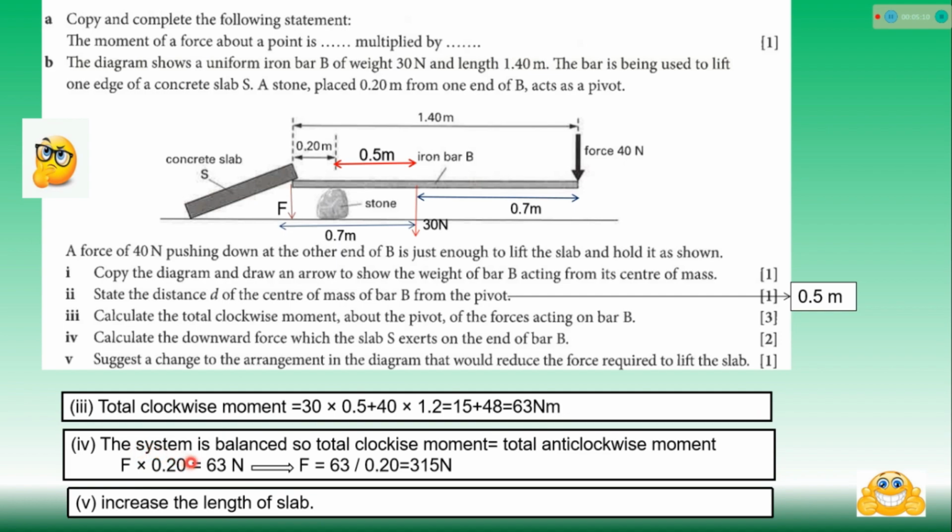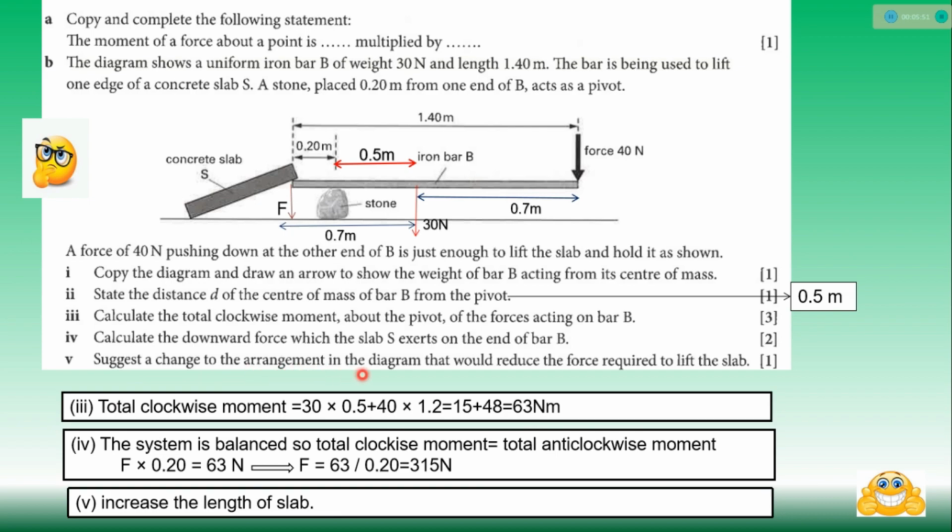The system is balanced. The question is: calculate the downward force which the slab S exerts on the end of bar B. So the system is balanced, and the total clockwise moment should be equal to the total anti-clockwise moment. The weight and the 40 Newton force contribute clockwise moment. The force F on the other end contributes anti-clockwise moment. So F multiplied by 0.20, its distance, is equal to 63 Newton meter. F is equal to 63 divided by 0.2, which is 315 Newton.